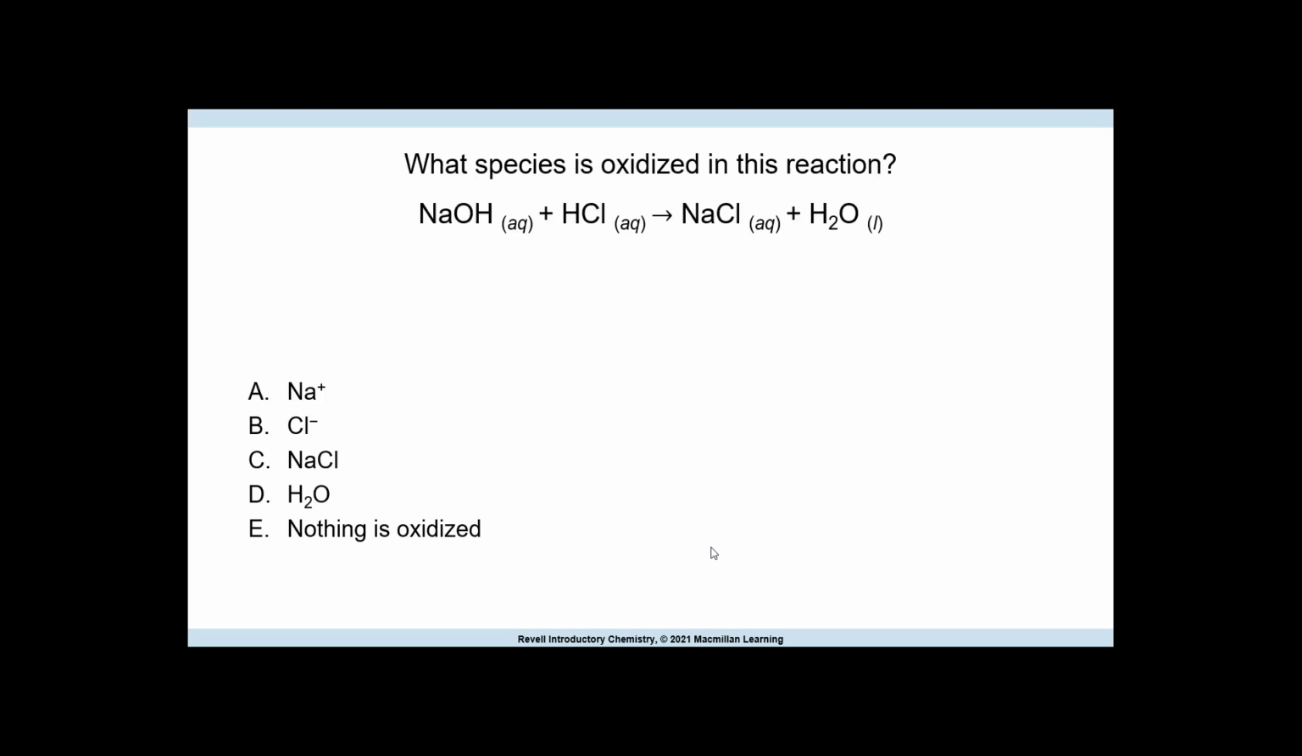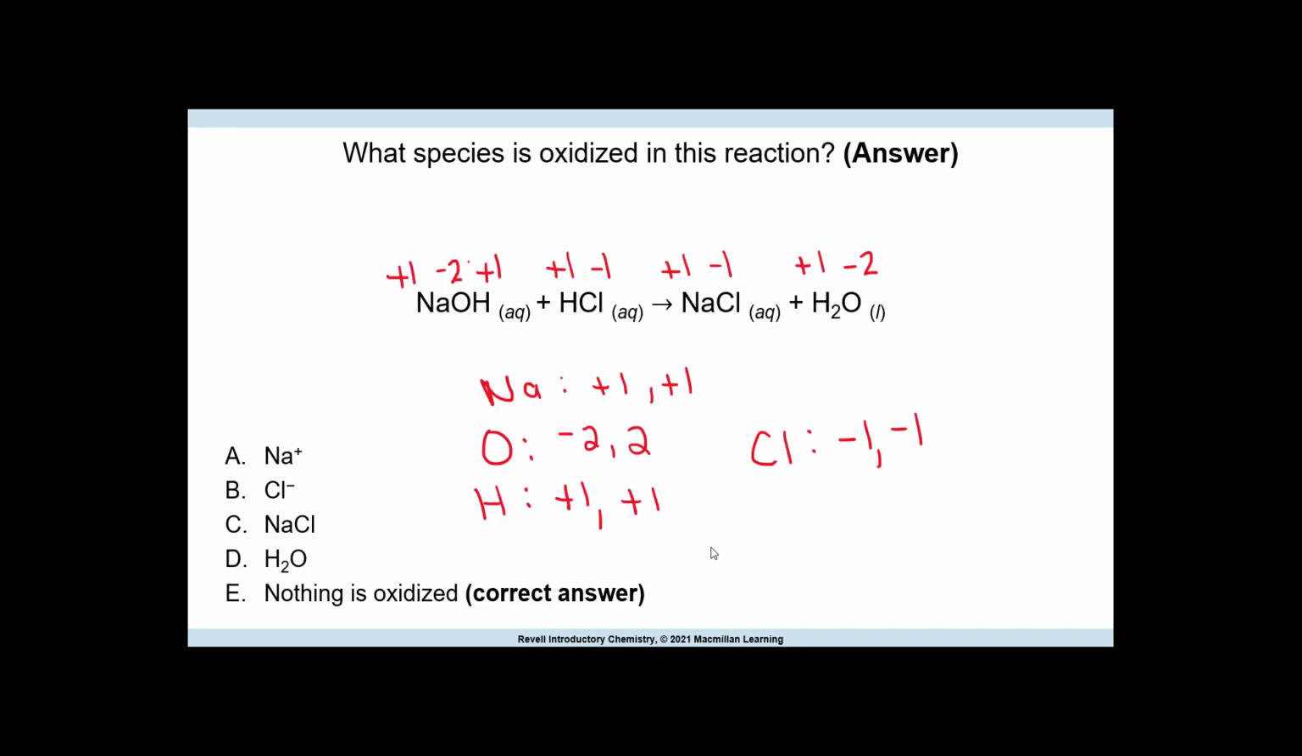What species is oxidized in this reaction? So again, do the oxidation states, plug everything in, and you can see that nothing changed. And that means that this reaction right here is neither a reduction nor an oxidation reaction. By the way, when something is oxidized, something else has to be reduced. We're not focusing on what's being reduced, but you can't lose electrons and have them sit idly somewhere. There has to be a reduction. So they go hand in hand. If something's oxidized, there has to be something reduced.